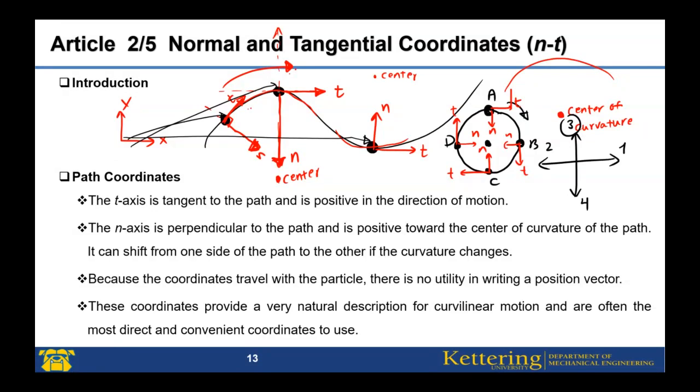For a car that drives and moves along a circular path, you will see how the tangential axis changes. Sometimes it is along 1, 2, 3, 4, and so is the normal axis. You will see that they are in different directions. But for the normal axis, they all point toward the center of the curvature. The center of the circle is also the center of the curvature for a circle.